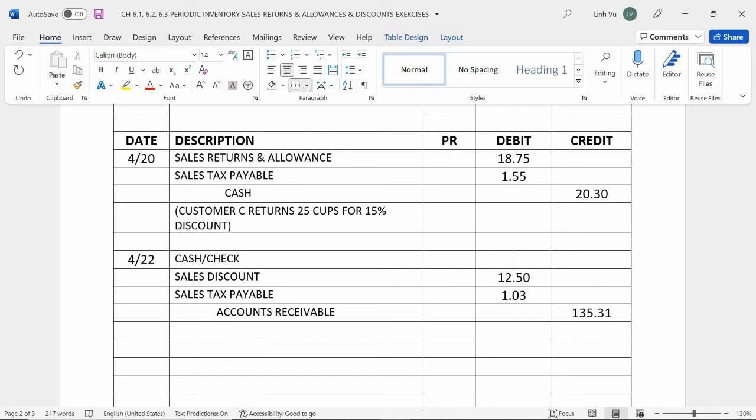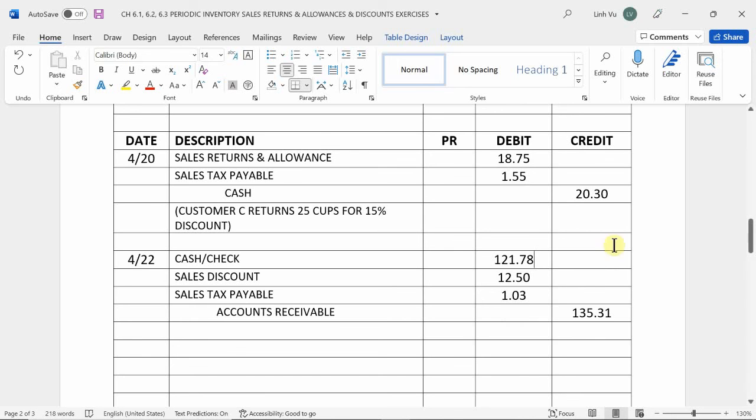Okay, if customer B owes me a total of $135.31, and I'm discounting him $12.50 plus giving him his tax money back for $1.03, how much is customer B actually going to pay me? 121.78. 121.78 is correct. Because if you also follow the rule that your total debits equal your credits, you can figure that out as well.